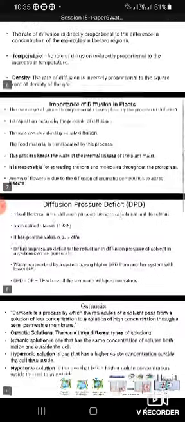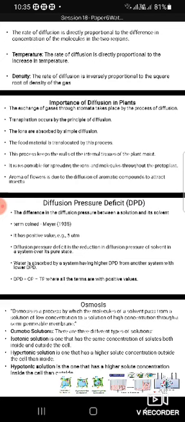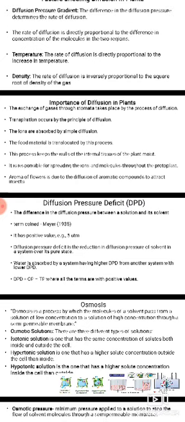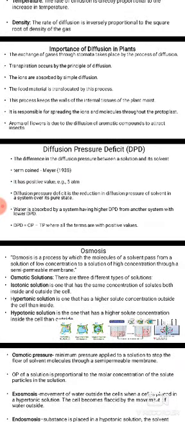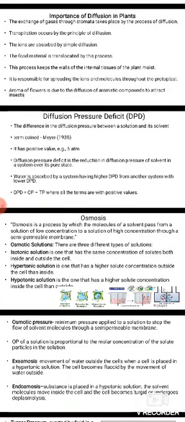Importance of diffusion in plants. The exchange of gases through stomata takes place by process of diffusion, and transpiration occurs by the principle of diffusion. The ions are absorbed by simple diffusion. The food material is translocated by this process. This process keeps the wall of the internal tissues of plant moist, and it is responsible for spreading the ions and molecules throughout the protoplasm. The aroma of flowers is due to diffusion of aromatic compounds to attract the insects.